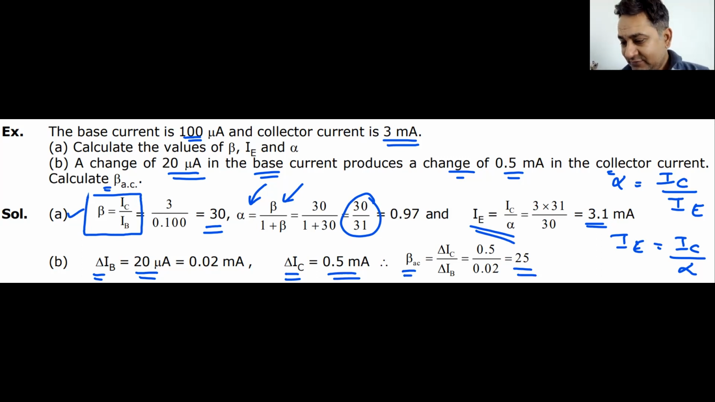I am asking 3 into 31, sir. How 3 into 31? Because 3 is collector current. Do you understand this? 3 is collector current. Take 1 minute off. Close your eyes. You know the value of IC. You know the value of alpha. Divide it in your head. Divide it on the pen. And I'm sure your doubt will be clear.